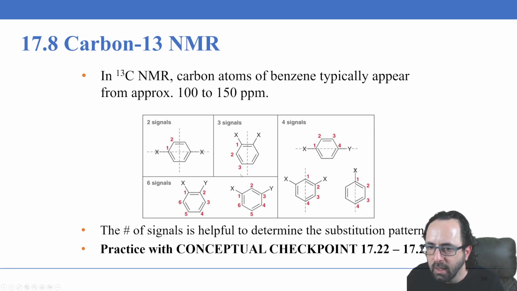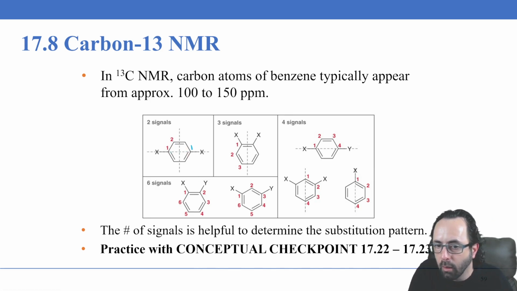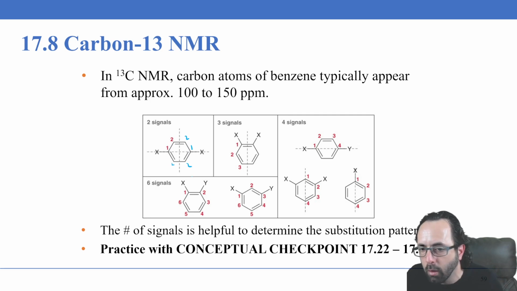In the carbon-13 NMR, depending on the position of substituents, we can have multiple signals. In this case, with this symmetry, these 2 carbons would be equivalent. So this one would be equivalent to this one, so we get 1 signal for 2 carbons here, and then these would all be equivalent, and so we get another signal representing 4 carbons.